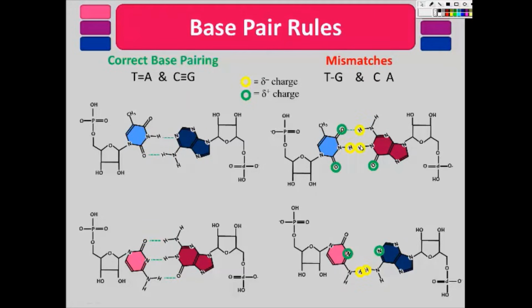Now, look at the circles when incorrect mismatches occur. The yellow-yellow and green-green pairs will actually repel each other and keep thymines from pairing with guanines and cytosines from pairing with adenines.